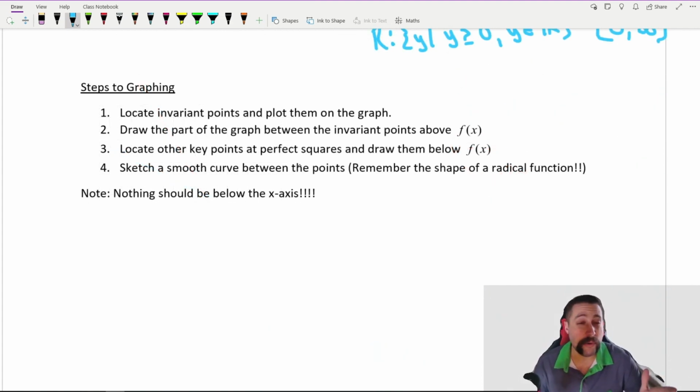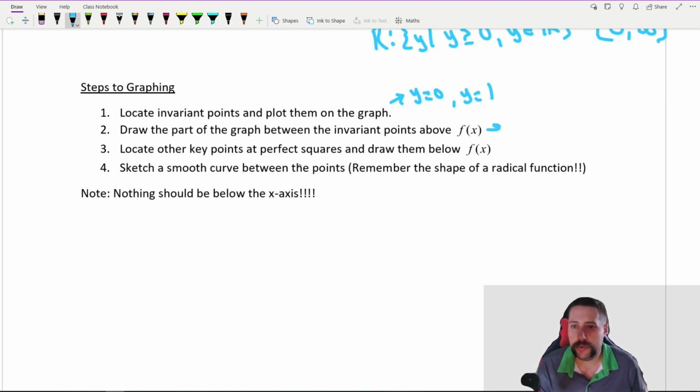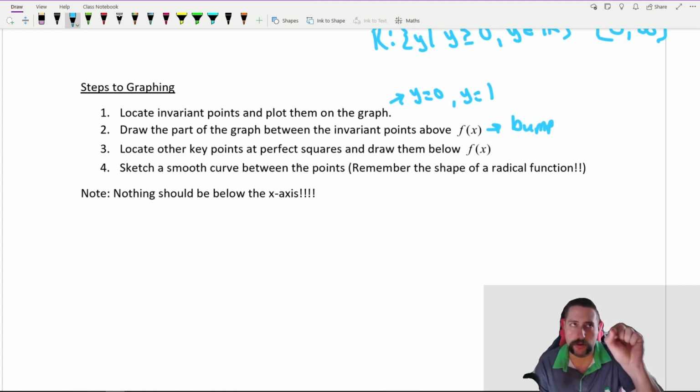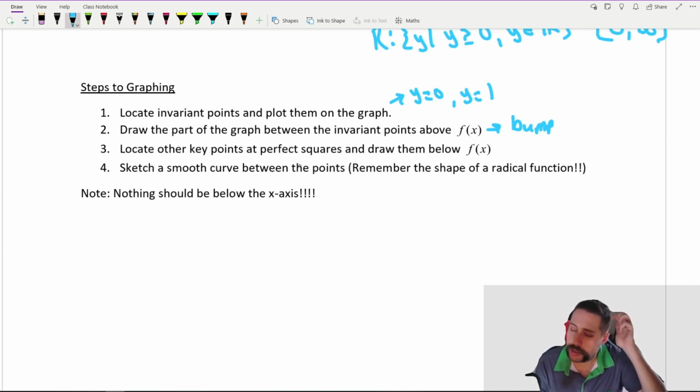Okay, so step number 1 is to locate your invariant points and plot them on the graph. So again, that's when y is equal to 0 and y is equal to 1. Okay, so those will be your invariant points. That's when you plot them. Okay, so that's step number 1. Step 2 is you draw part of the graph between the invariant points above the f of x. Okay, so that's where you would draw your bump. That's where you would draw the little bump that goes above the original function.